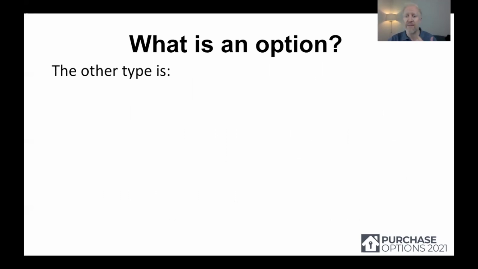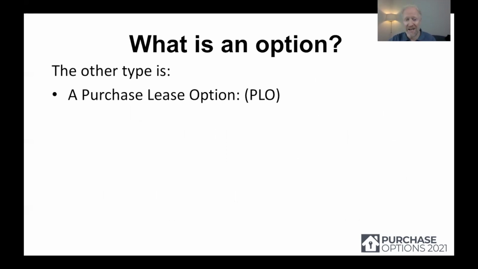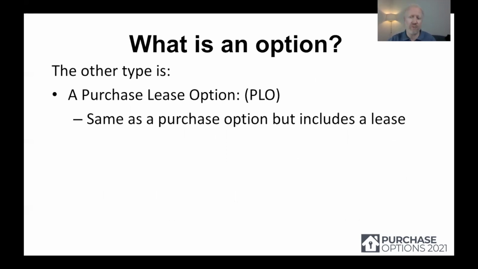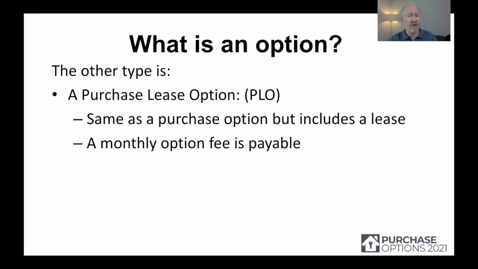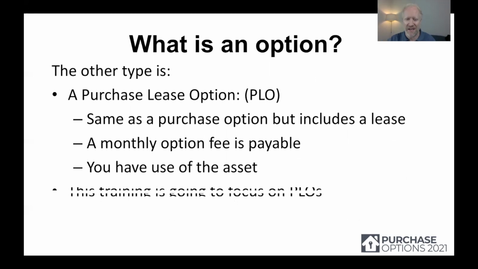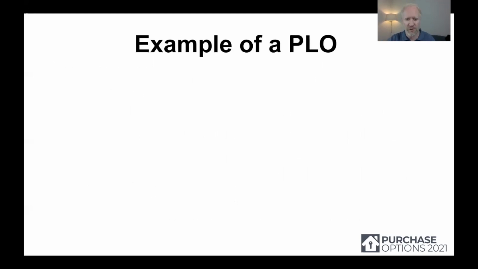The other type is a purchase lease option. And what's that? Well, it's got the extra word lease. So it's the same as a purchase option, but what it means is you make a monthly payment to the owner and then you get to use that asset. Now, in this training, we're going to talk mainly about purchase lease options.